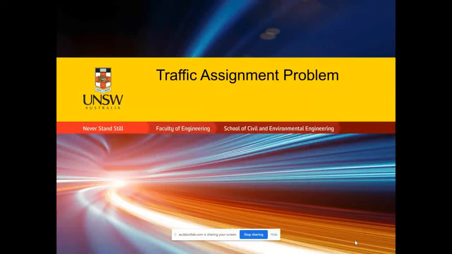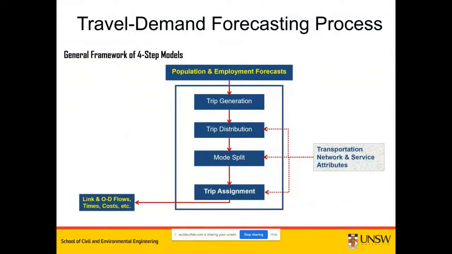So as I said, I'm going to talk about traffic assignment problem this week, and how we can actually solve traffic assignment problem. But before getting into the traffic assignment problem, let's step back and have a look at the general process for travel demand forecasting. Many of you have already seen this in some of your previous transportation courses, which is generally known as a 4-step model framework, where it has trip generation as the first step.